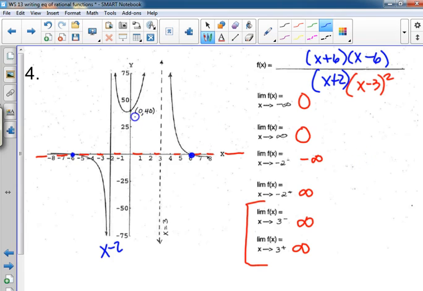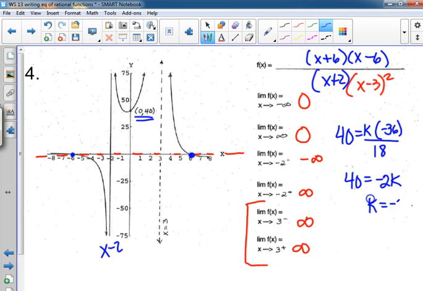So the only other thing is if we put in a 0, do we get out 40? Well, I'm going to write 40 equals k times. I'm putting in a 0. What do I get on top? -36, because I get 0 plus 6, 0 minus 6 multiplied together. In the denominator, I'm putting in a 0, and I get 2 times 9, which is 18. 40 equals -2k. I'm thinking k is -20?